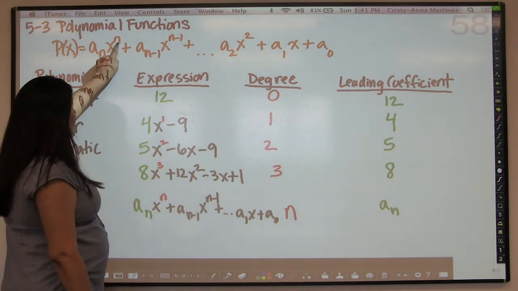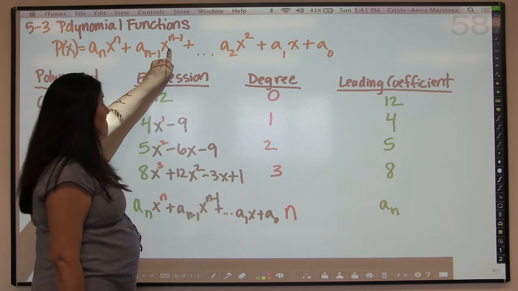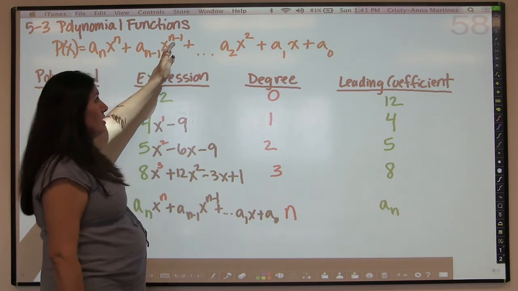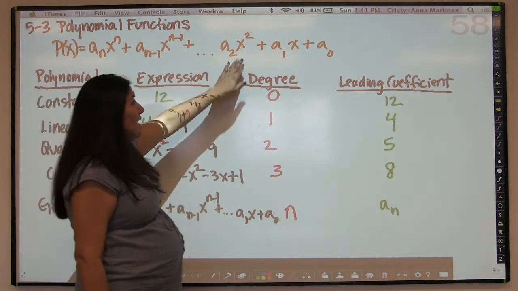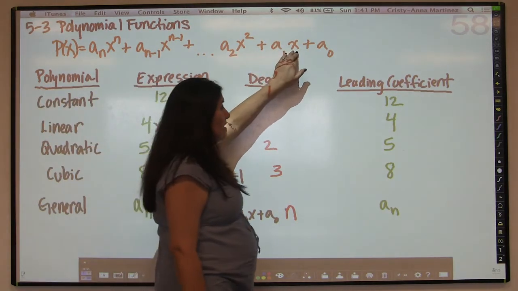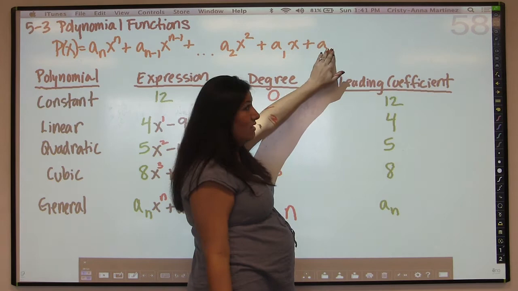In other words, this says x to the n power, this is x to the n minus 1 power, then it would be n minus 2, n minus 3, n minus 4, and eventually you'd get down to x squared, x to the 1, and x to the none, or basically it's not there.